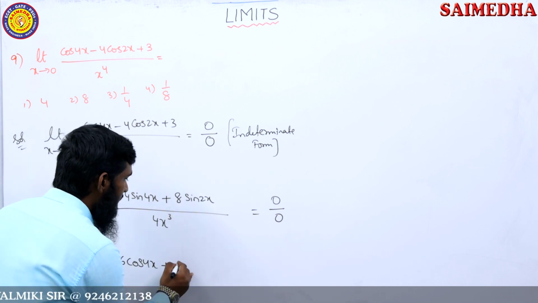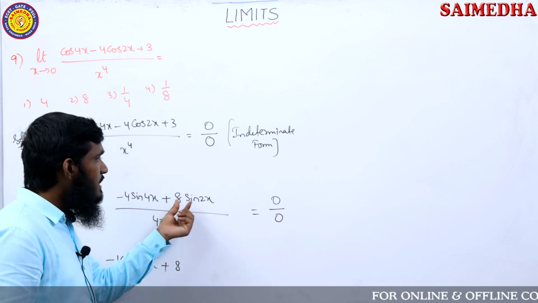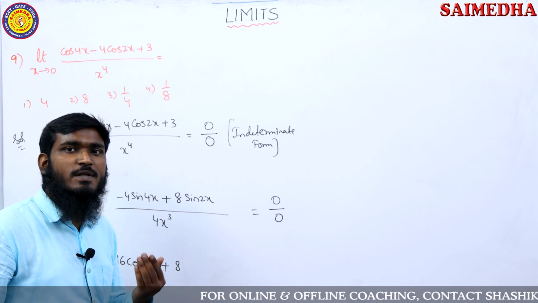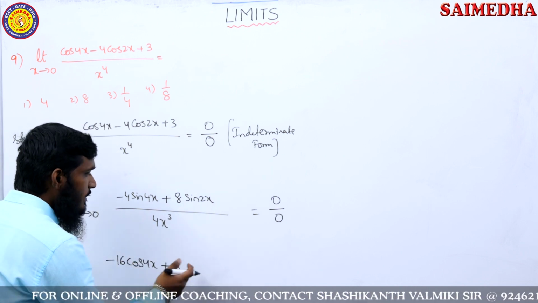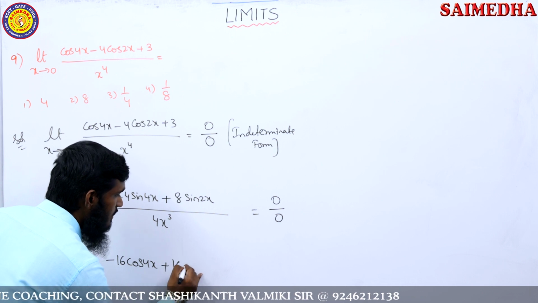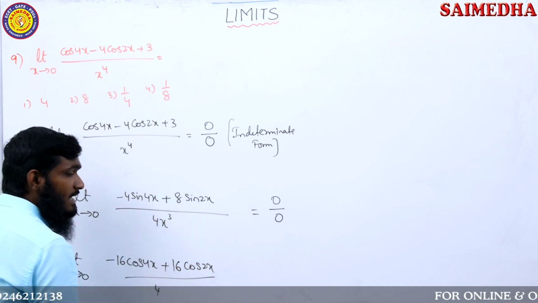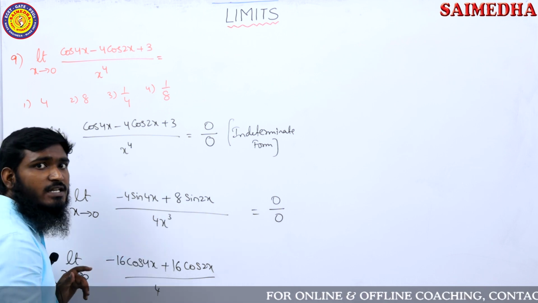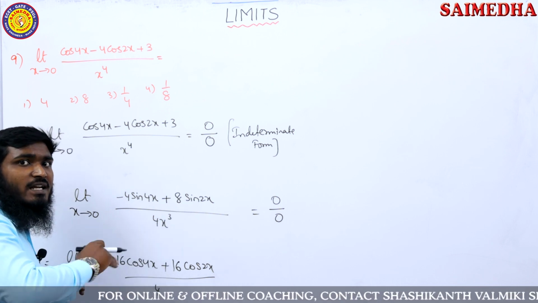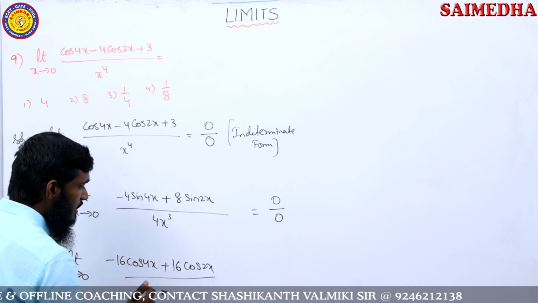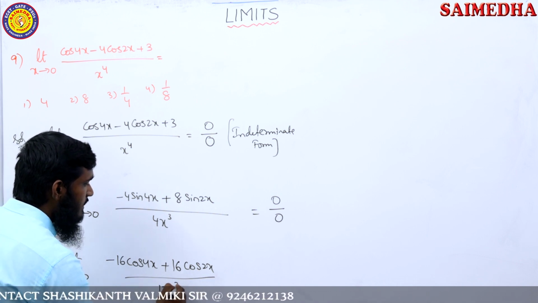Now 8 we have written as it is, sin 2x is there, sin 2x means 2 cos 2x, 2 times 8 is 16 cos 2x, divided by 4 we are writing as it is. If you are differentiating x cube, it will be 3x square, so 3 times 4 is 12, so this will be 12x square.